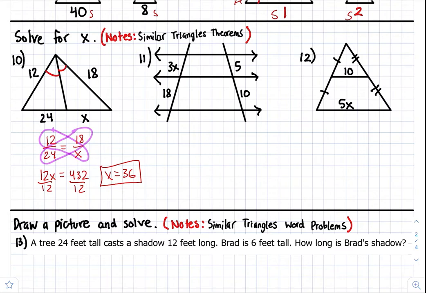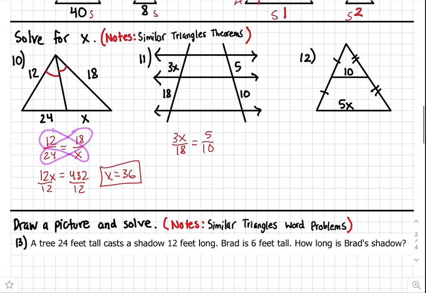Okay, 11. We can make proportions. So again, you guys can do proportions any way you like, as long as it's consistent. So 3x over 18 is equal to 5 over 10. Could have chosen 3x over 5 equals 18 over 10. Could have chosen 5 over 3x equals 10 over 18, as long as you guys are consistent. Make a proportion. 3x times 10, you guys, is 30x. 5 times 18 is 90. Divide both by 30. X is equal to 3.